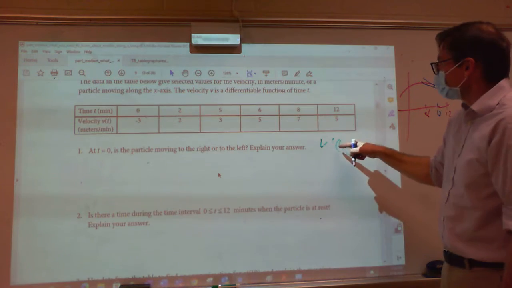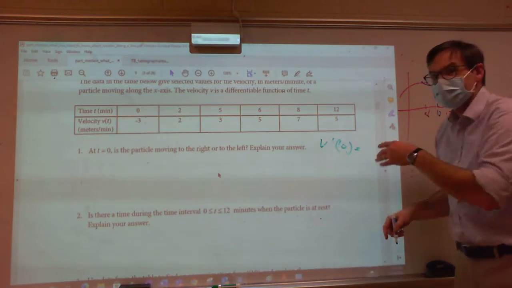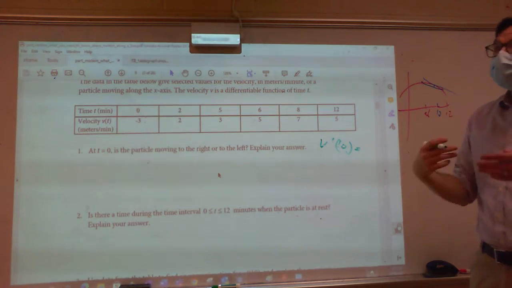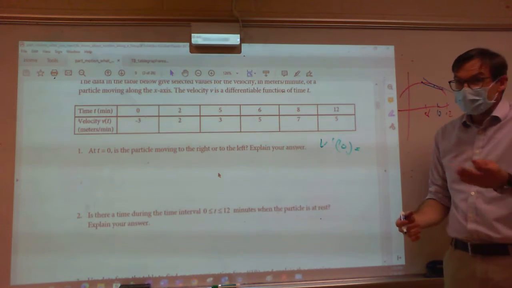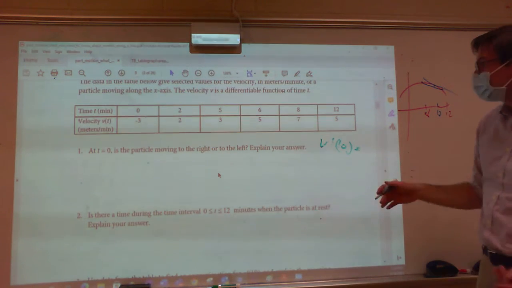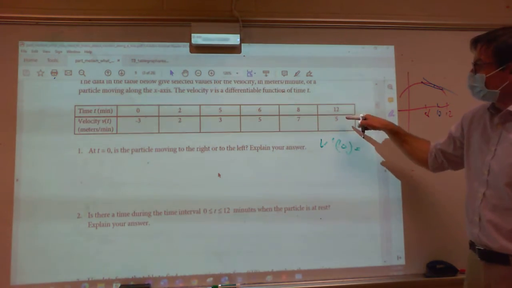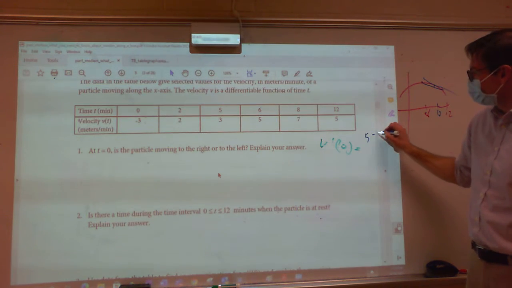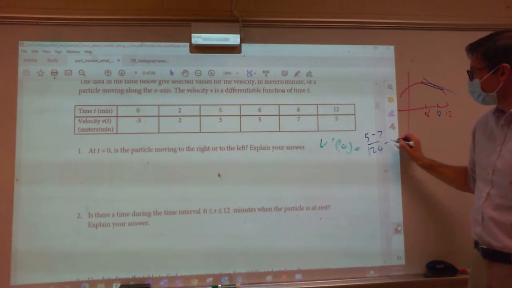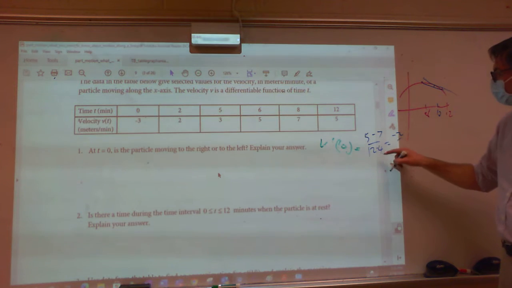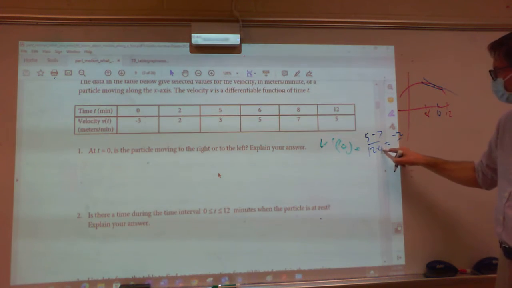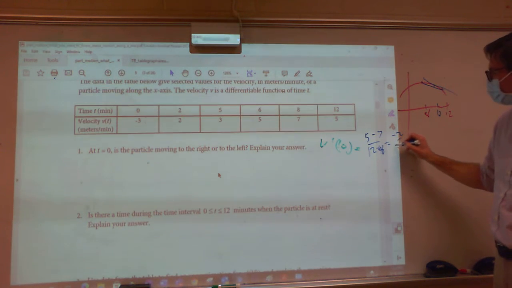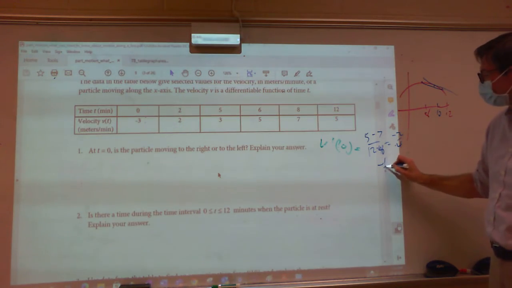So when we go through this, and when they say show the calculations that lead to your answer, you really need to show the calculations, because on the AP exam, they're not going to give you points unless they see the subtraction problem. So I'm going to do y minus y, so 5 minus 7 over 12 minus 8, so it's negative 2 over 4, so I get negative 1/2.